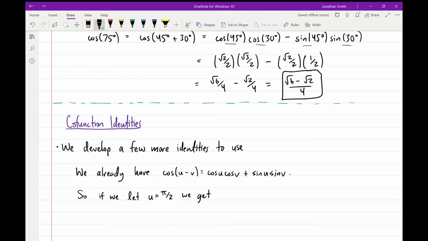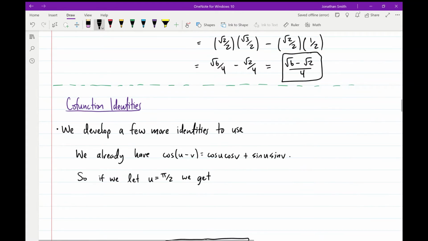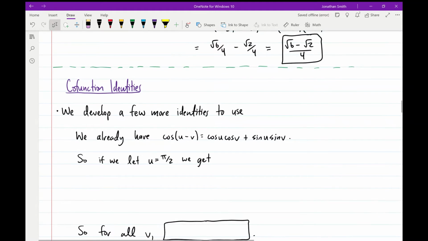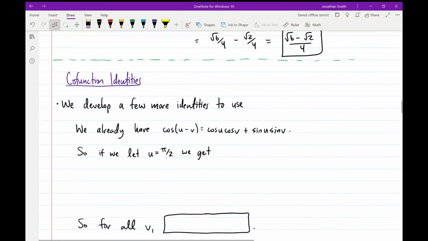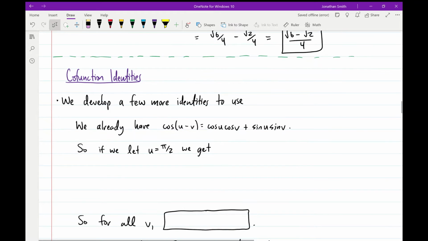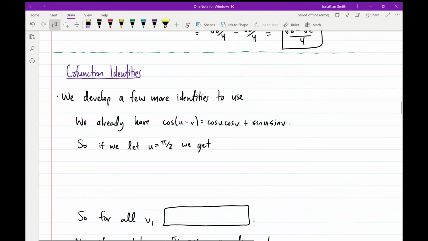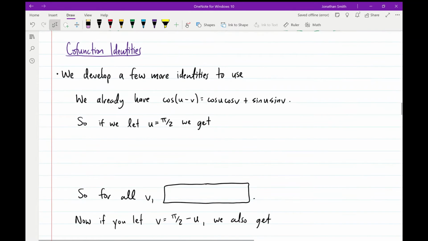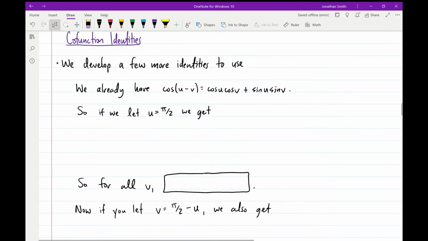Okay, so now that we have this sum and difference formula for cosine, let's move on to talking about some different identities, and then eventually we're going to come back to sum and difference formulas for sine as well. So these next identities are called cofunction identities by the book. To be honest, I've never heard this term cofunction identity, but that's what we're going to refer to them as from now on.